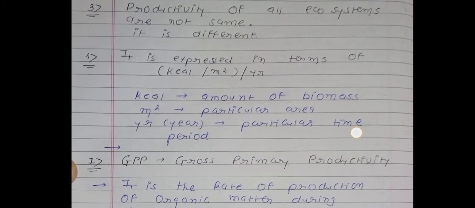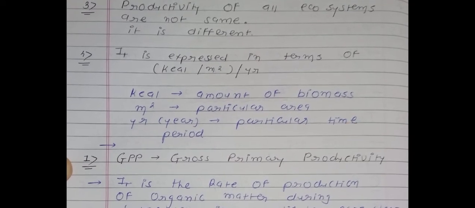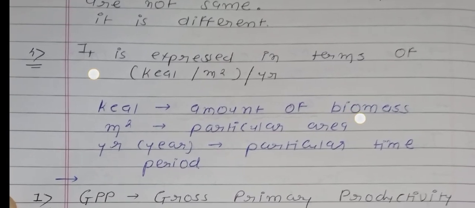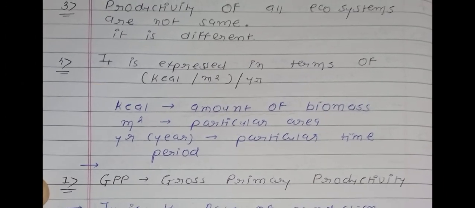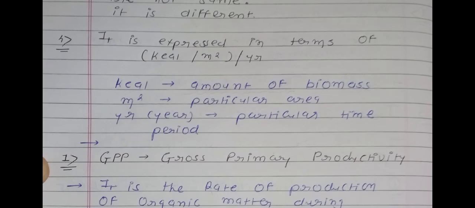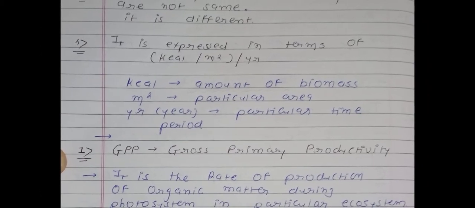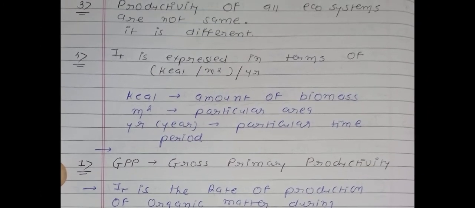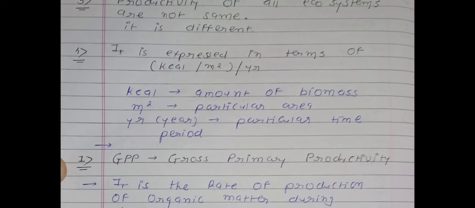Okay, see point number 4. It is expressed in terms of kilocalorie per meter square per year. So you will remember this equation, it is very important. Kilocalorie is the amount of biomass, meter square is connected with a particular area, year is connected with a particular time period. So point number 3 and 4 are completed here.